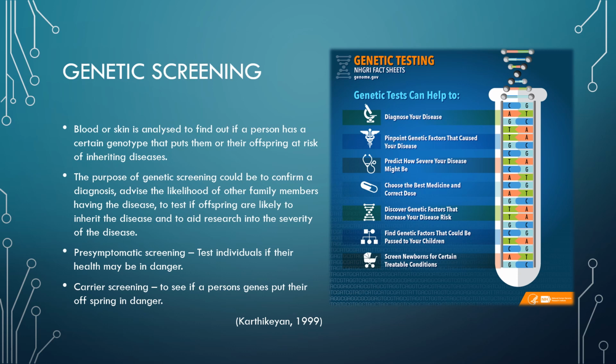Pre-symptomatic screening is where people are tested if their health could be in danger. Screening could be for diseases such as cancer. Carrier screening is to see if a person is a carrier of a certain genotype that could put their offspring in danger of inheriting a disease such as phenylketonuria or cystic fibrosis.